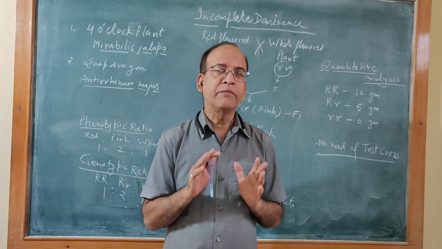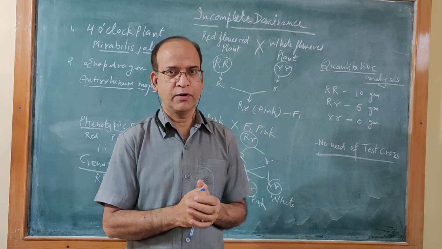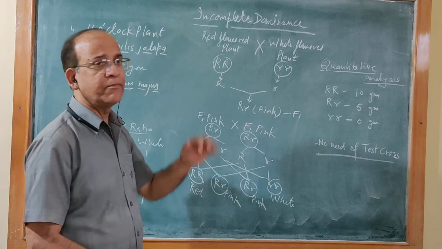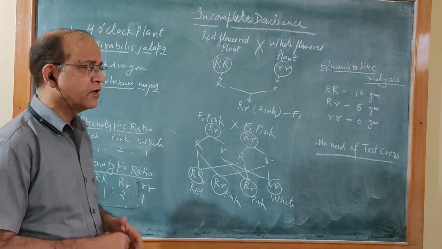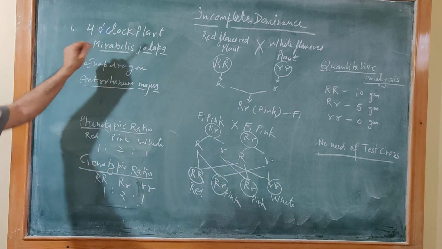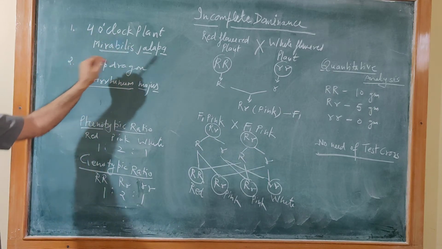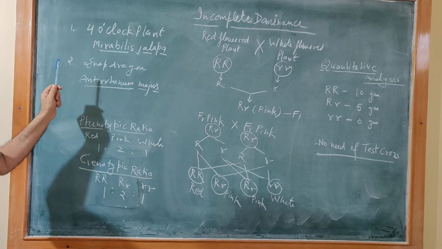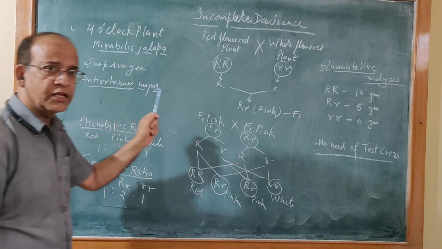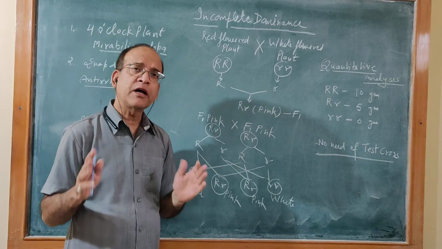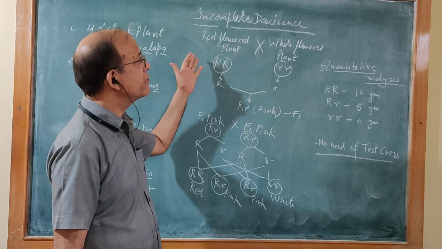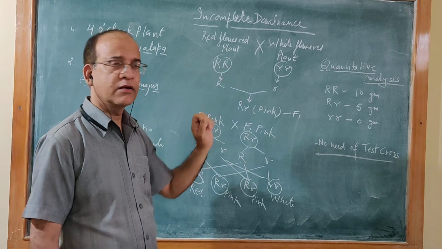But there are many exceptions to this rule, and one exceptional case is incomplete dominance. There are two examples. One example is the four o'clock plant, its botanical name is Mirabilis jalapa. Another plant is snapdragon, its botanical name is Antirrhinum majus. In these two plants, flowers are of two types, red flowered variety and white flowered variety.